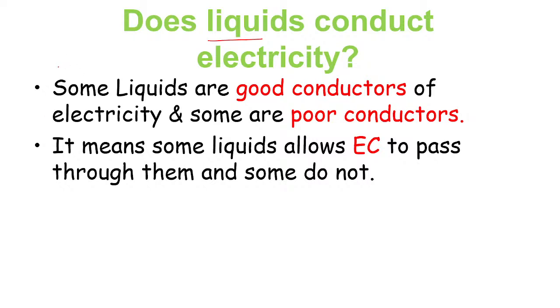The liquids which conduct electricity are termed good conductors of electricity. And liquids which do not conduct electricity are termed poor conductors of electricity. It means some liquids allow electric current to pass through them and some do not allow.